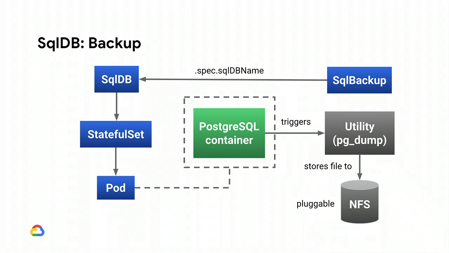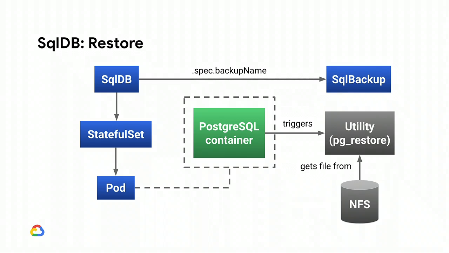What happens here is that a backup file will be created by the utility and stored into the underlying network file system. Please note that for the network file system, we can substitute it for other storage mediums, such as Google Cloud Storage, Amazon S3, and Azure Storage. It is pluggable. It is interchangeable.